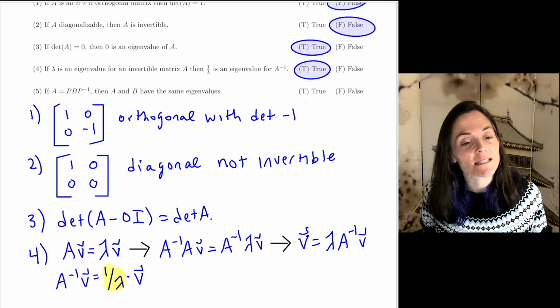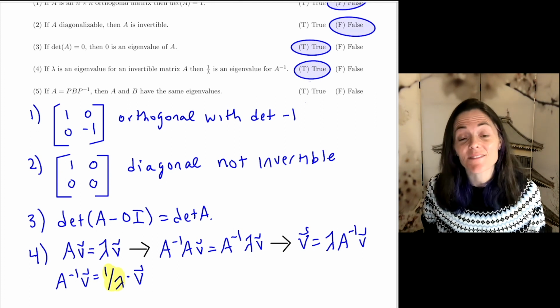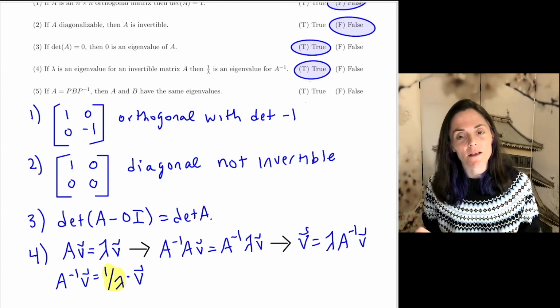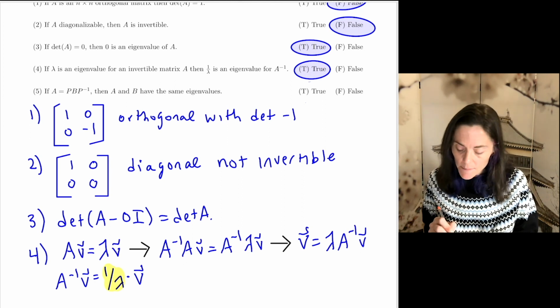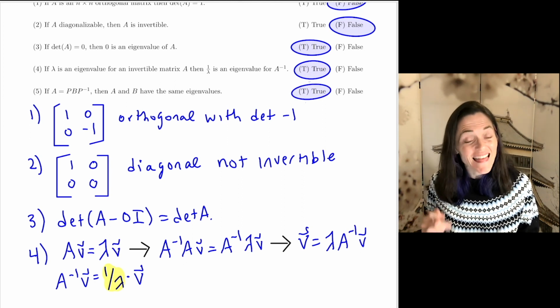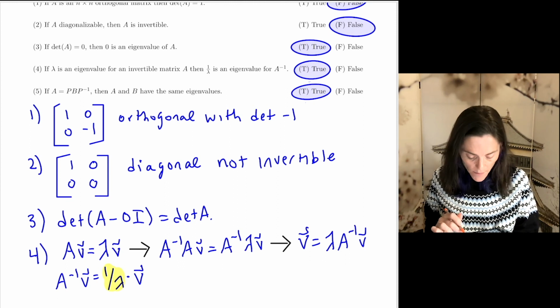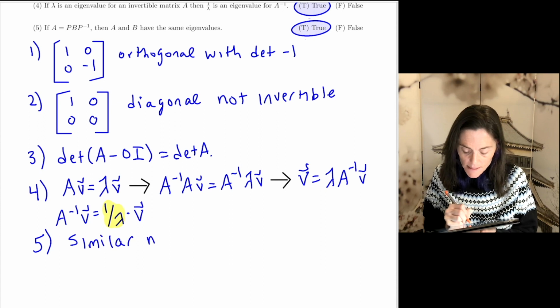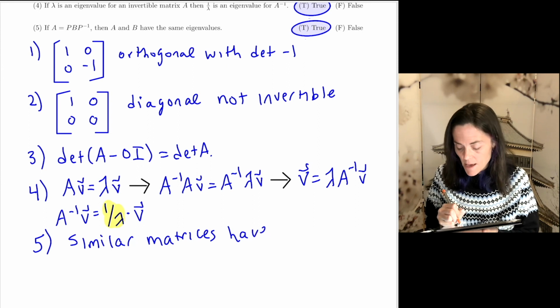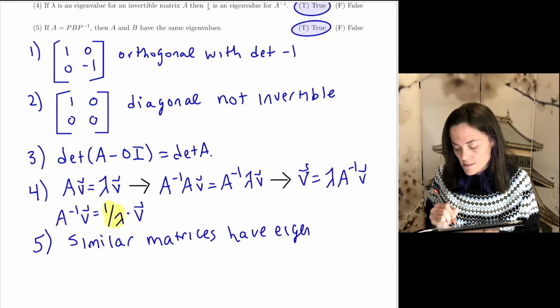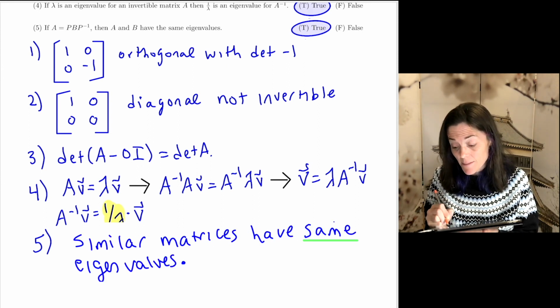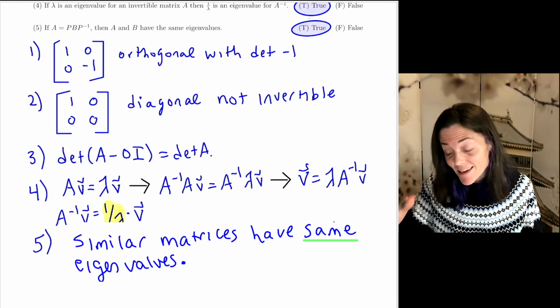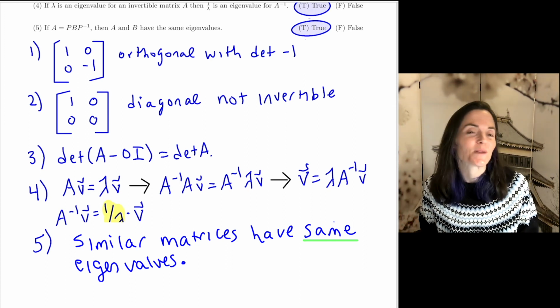Number 5, it says if A equals PBP inverse, then A and B have the same eigenvalues. This is true. In fact, A and B have the same characteristic polynomial that we discussed in class. Maybe I will just mention number 5 for my reason. This says that A and B are similar matrices, and similar matrices have the same eigenvalues. So this is enough of a discussion. They have the same characteristic polynomials, the same eigenvalues with the same algebraic multiplicity.